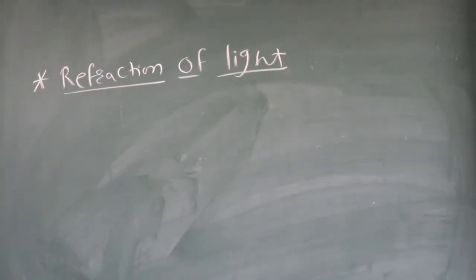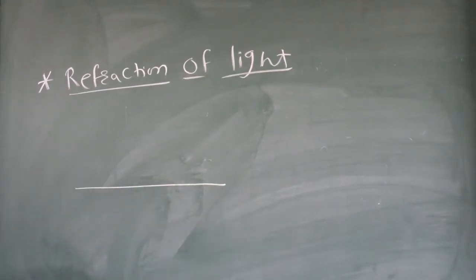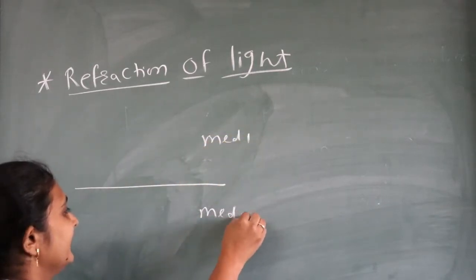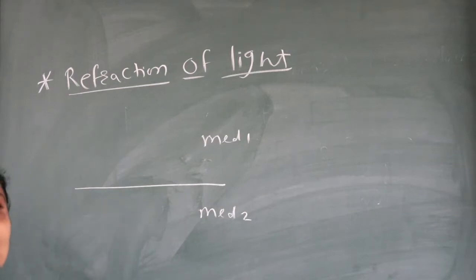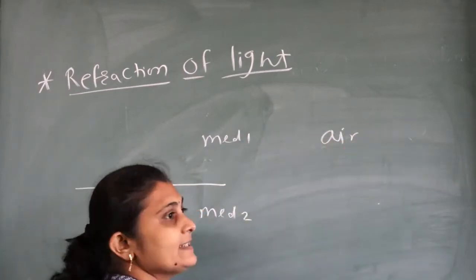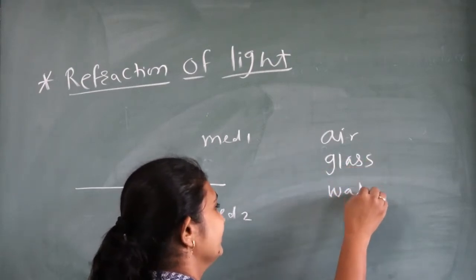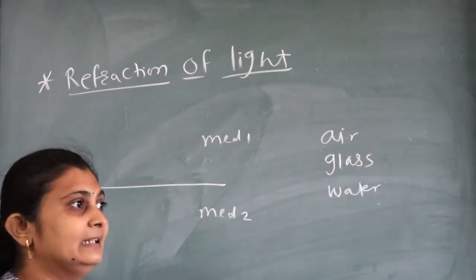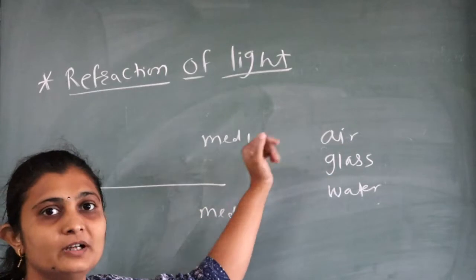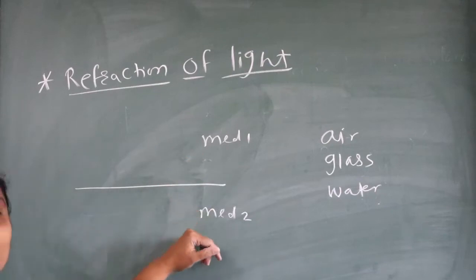Now what is the refraction of light? Consider a surface which separates two media, medium 1 and medium 2. Here we have to consider transparent media. There are three transparent media: air, glass and water. Then light rays go from air to glass, glass to air, air to water, water to air. This is the surface which separates two transparent media, medium 1 and medium 2.